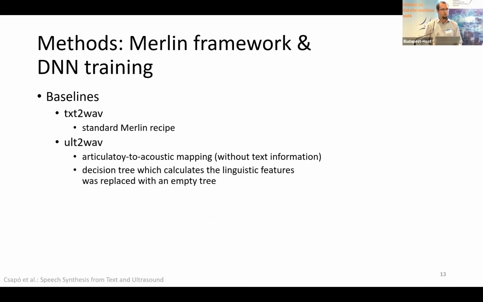Also, we had 2 baseline systems. One of them was text-to-speech with the same data, and the other was ultrasound to speech with the articulatory data itself. So this is basically articulatory to acoustic mapping without the textual information. In the Merlin framework, which is basically for text-to-speech synthesis, we replaced the linguistic features with an empty decision tree to make sure that the text information is not in the training.